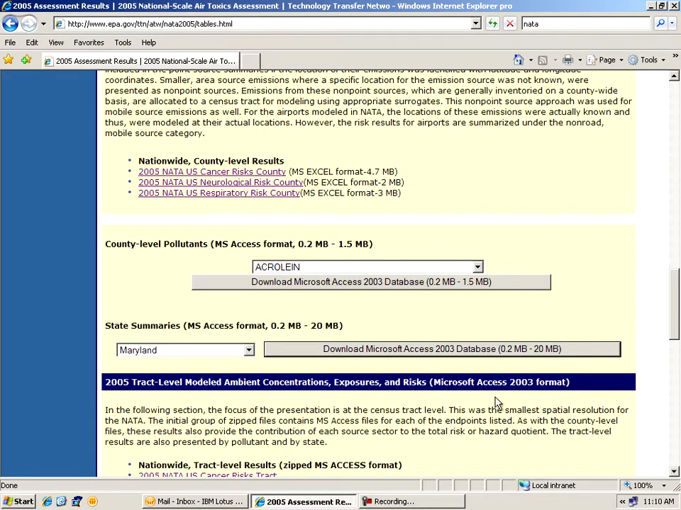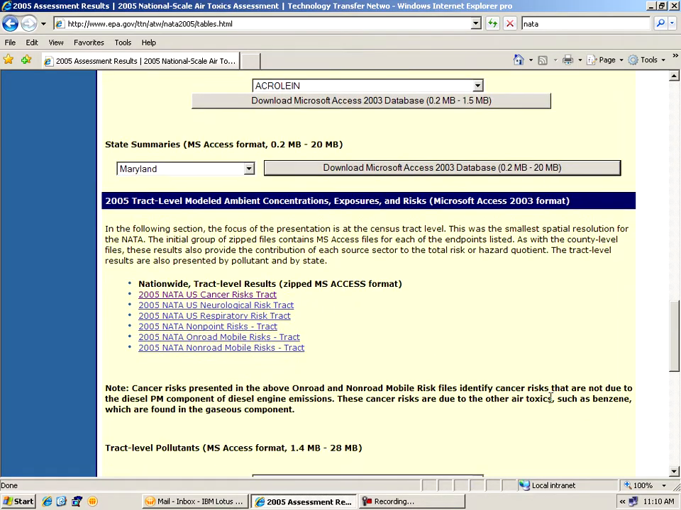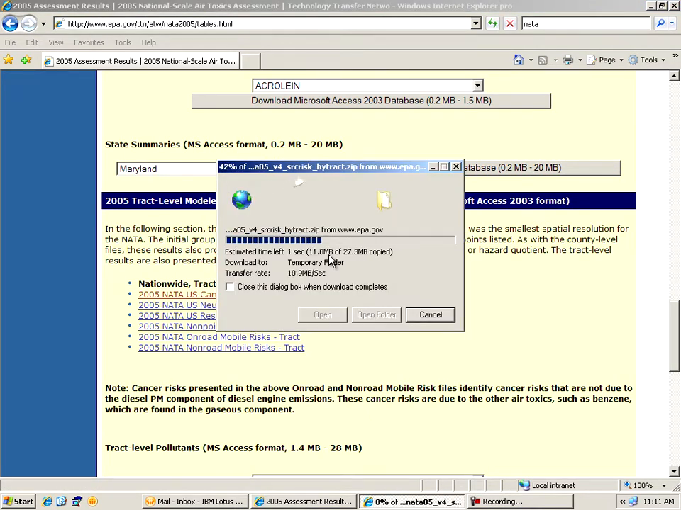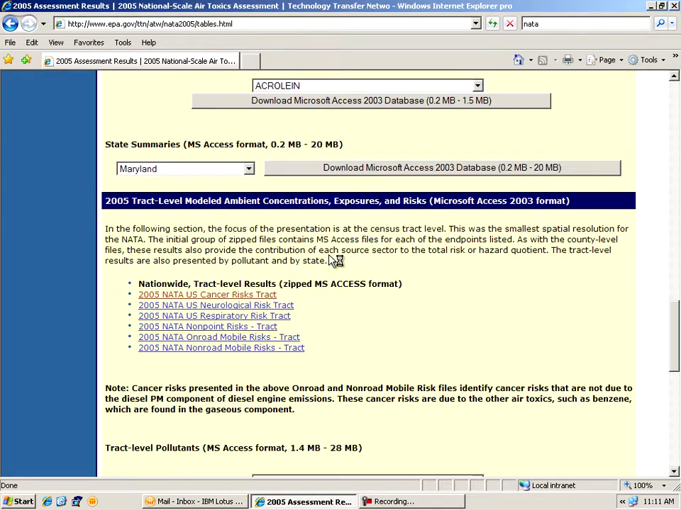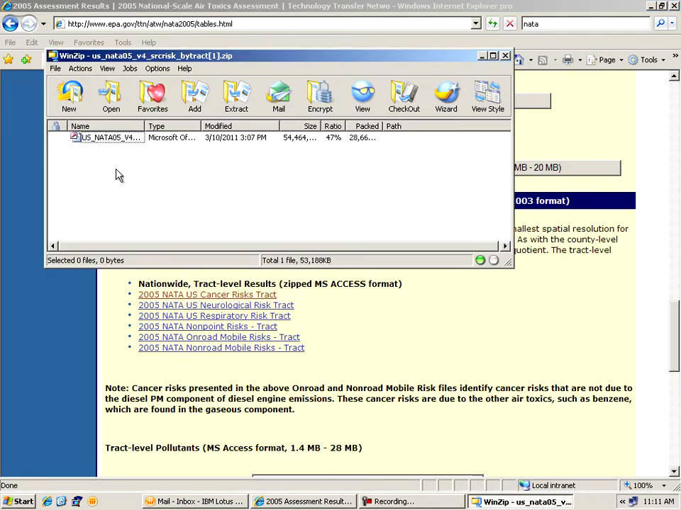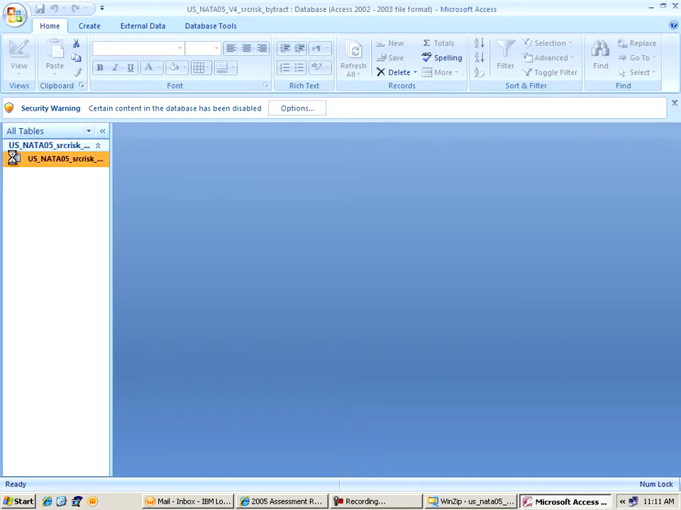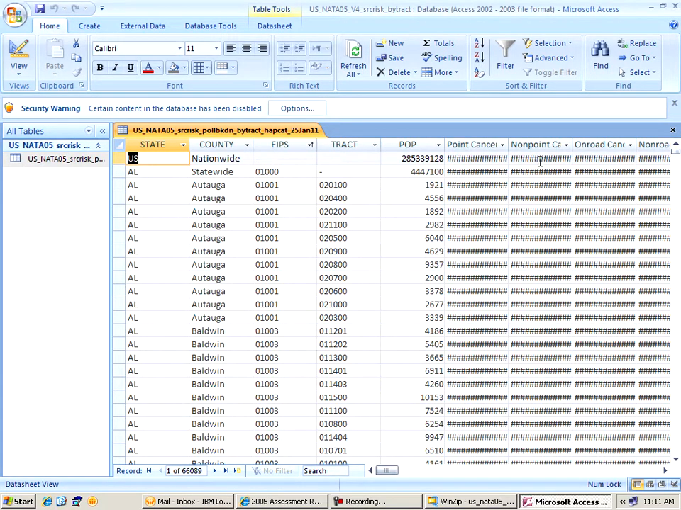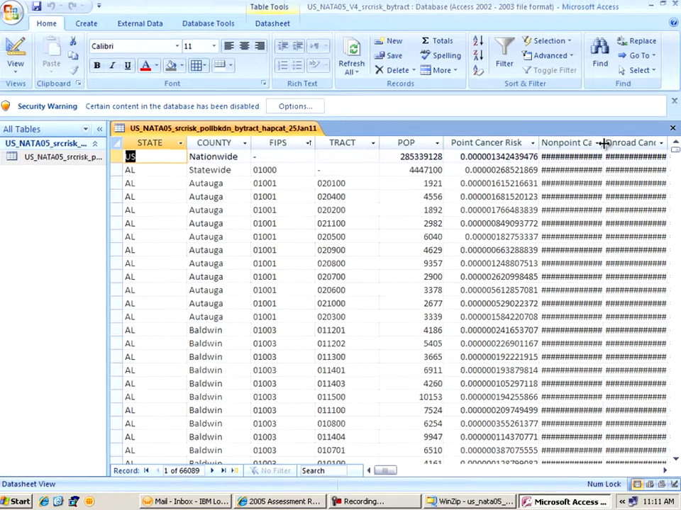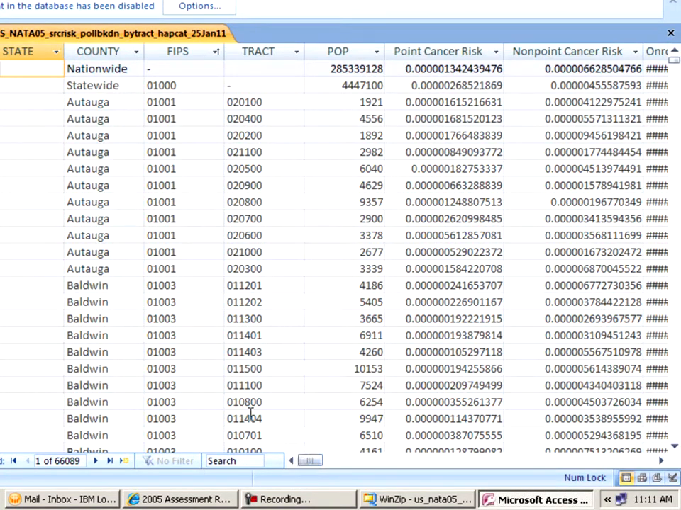And finally, if we get back to the NATA website, we have similar information also on a census tract level. These files are much larger than the county level files. There are about 3,400 counties nationwide. However, there are about 66,000 census tracts nationwide. So it's about a factor of 20 times greater. And if we open up these Access files, you'll see the information that was contained in the county level files now at a tract level. And you'll see an additional column here that actually represents the census tract number.